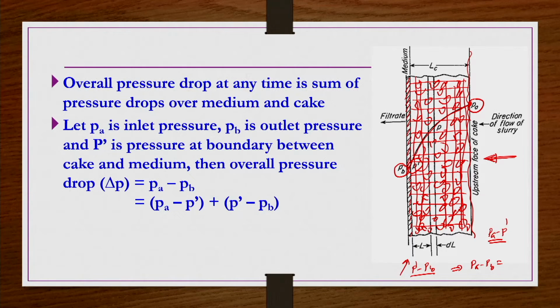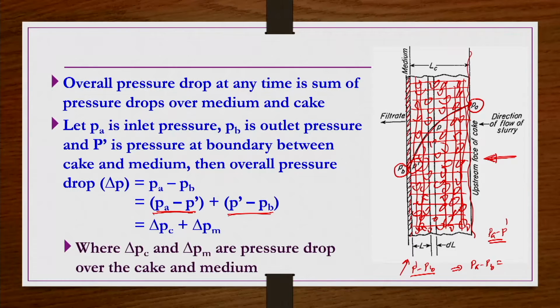So we can write the overall pressure drop delta P as Pa minus Pb, which is nothing but Pa minus P prime plus P prime minus Pb, so that you can avoid calculating P prime and still get the overall pressure drop. Pa minus P prime is the pressure drop across the cake, and P prime minus Pb is the pressure drop across the filter medium. If we denote them delta Pc and delta Pm respectively, then delta P equals delta Pc plus delta Pm, where delta Pc and delta Pm are the pressure drops across the cake and across the filter medium.